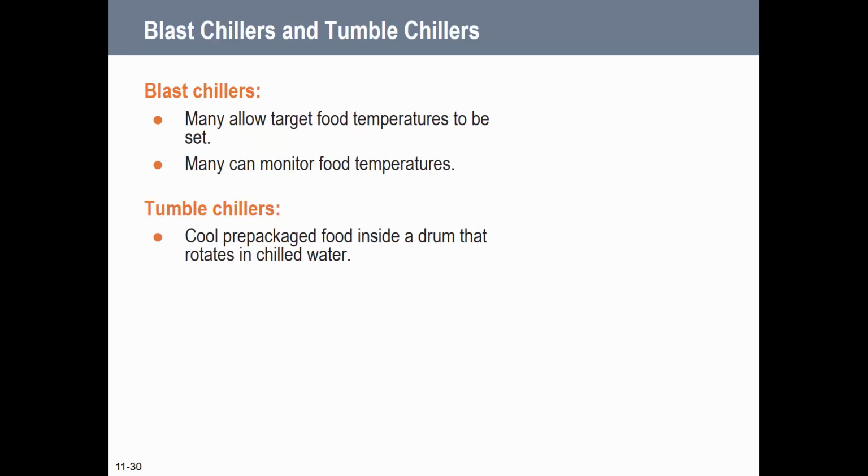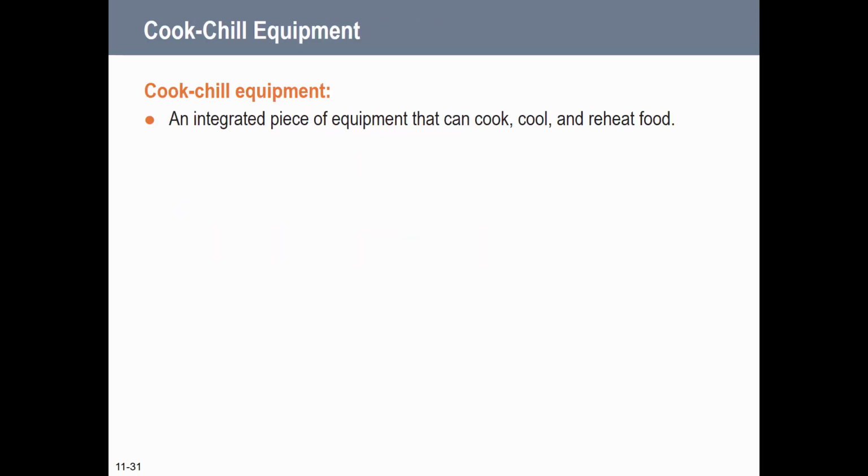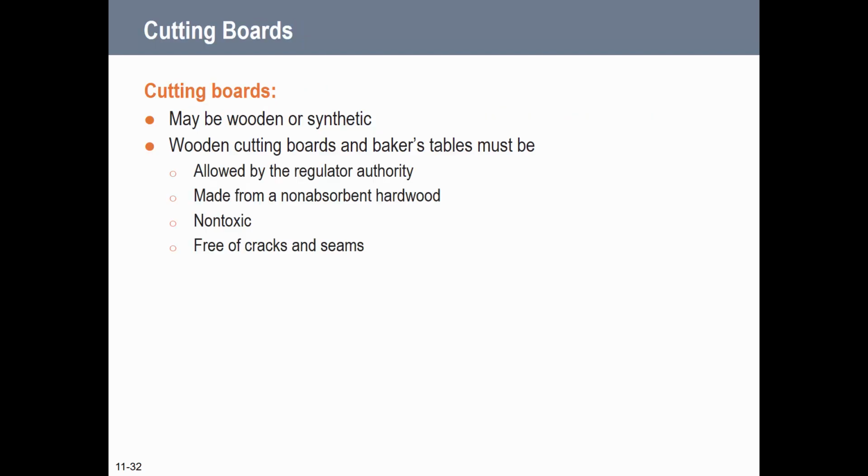If you have blast chillers or tumble chillers, again, just make sure that they have the proper thermometers to measure and target food temperatures as well. Also, with a tumble chiller, make sure that it meets all the specs and that you have the water line ready to go, etc. If you have cook chill equipment, these are equipment that can cook, cool, and reheat. So these are kind of cool. You would just want to make sure it meets all your specifications.